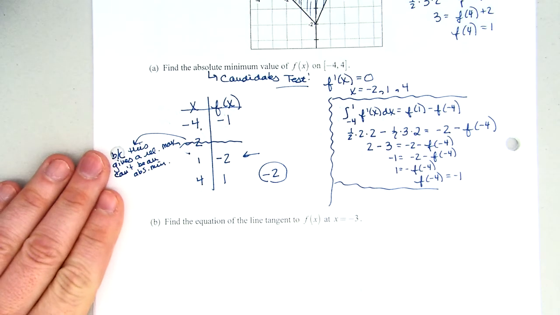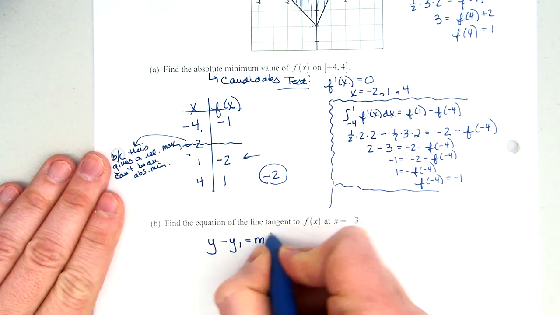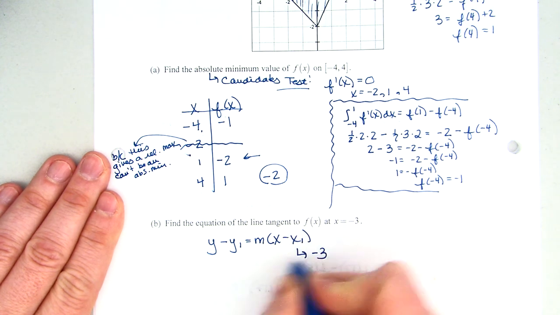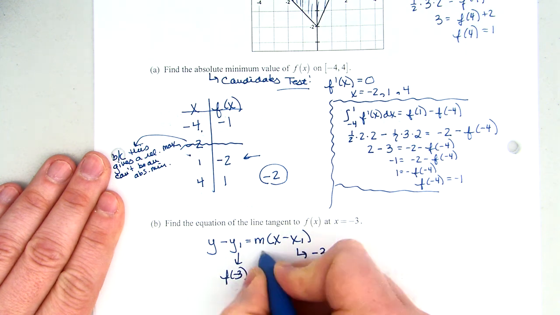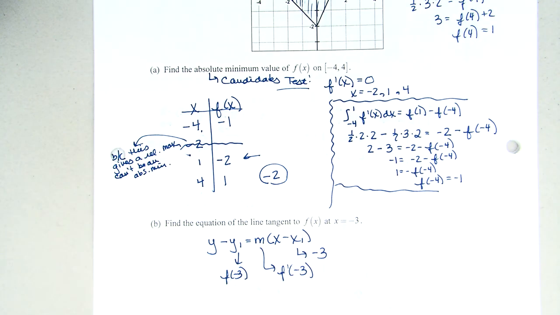Next, tangent line to f of x at x equals negative 3. Y minus y1 equals m times x minus x1. x1 is negative 3. y1 is f of negative 3. You need to make an integral and find that one. M is f prime of negative 3. I think you can get that one. You take a moment, work through this problem, send in your answer to the entire equation of the tangent line to Edpuzzle, please.